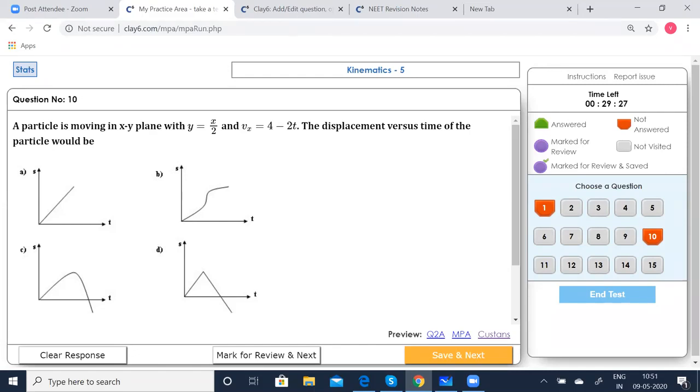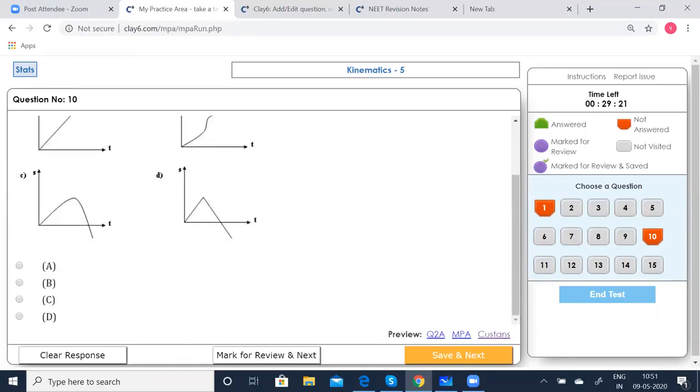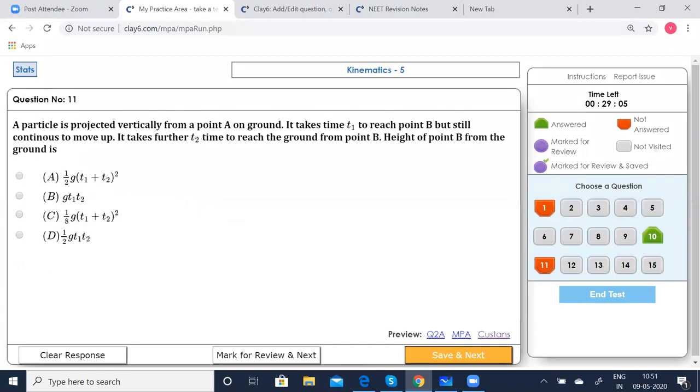At first it is getting retarded and then it is increasing. So what should be the correct option? C should be the correct option. This is not going to be it, because it is not a linear graph. At C it is now touching the x-axis at 0. So obviously C should be the correct option. Save that and go to the next.